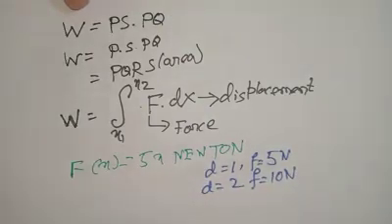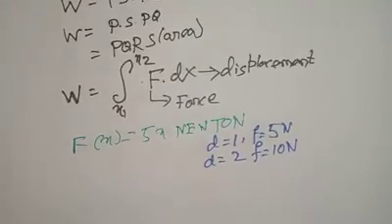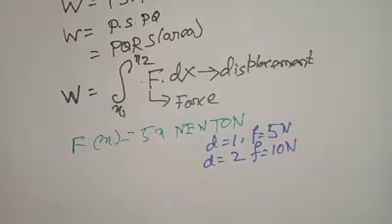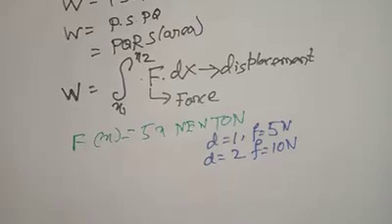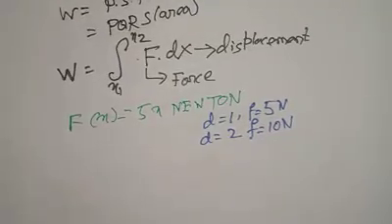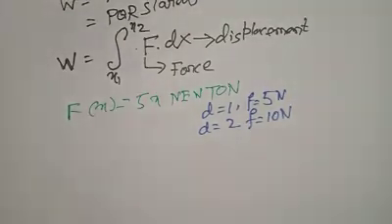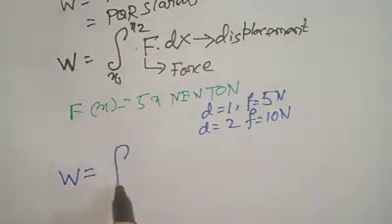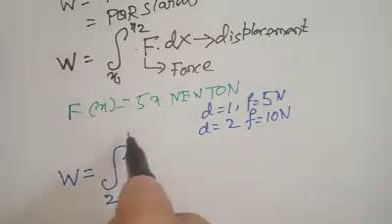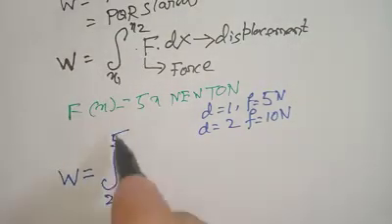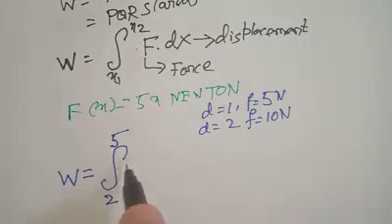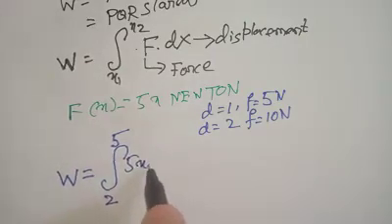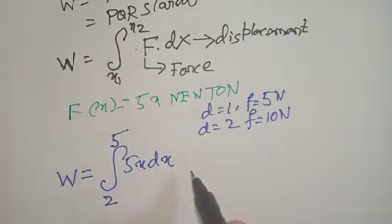Now let us see, for a displacement x from 2 meters to 5 meters, if I take a limit from 2 meters to 5 meters, can we find out the work done by using this integration? So we write W equals the integration from 2 to the upper limit of 5 of 5x dx.